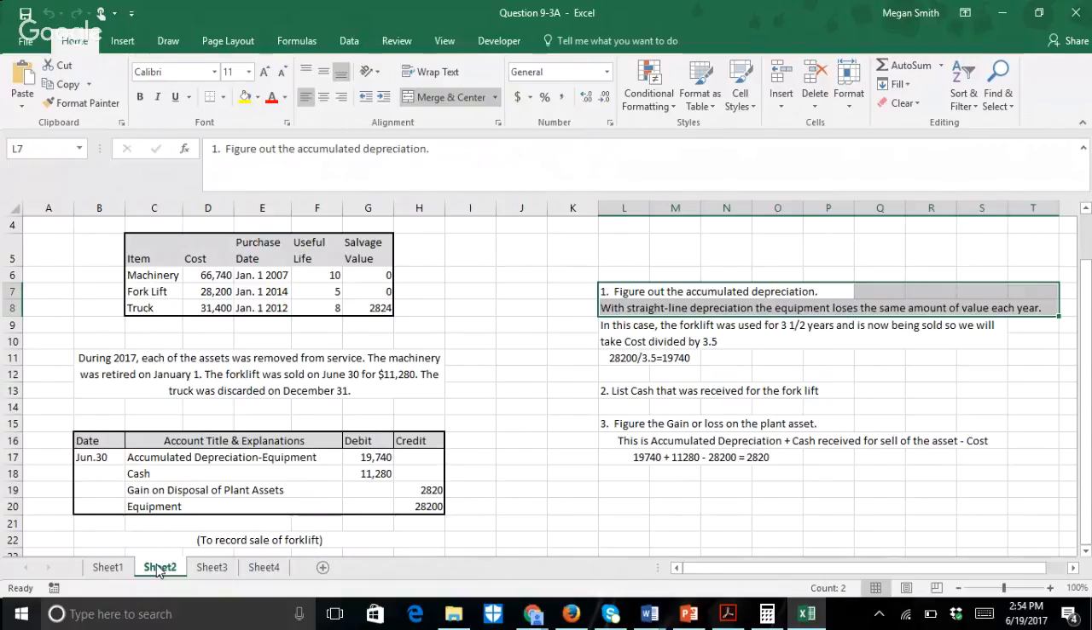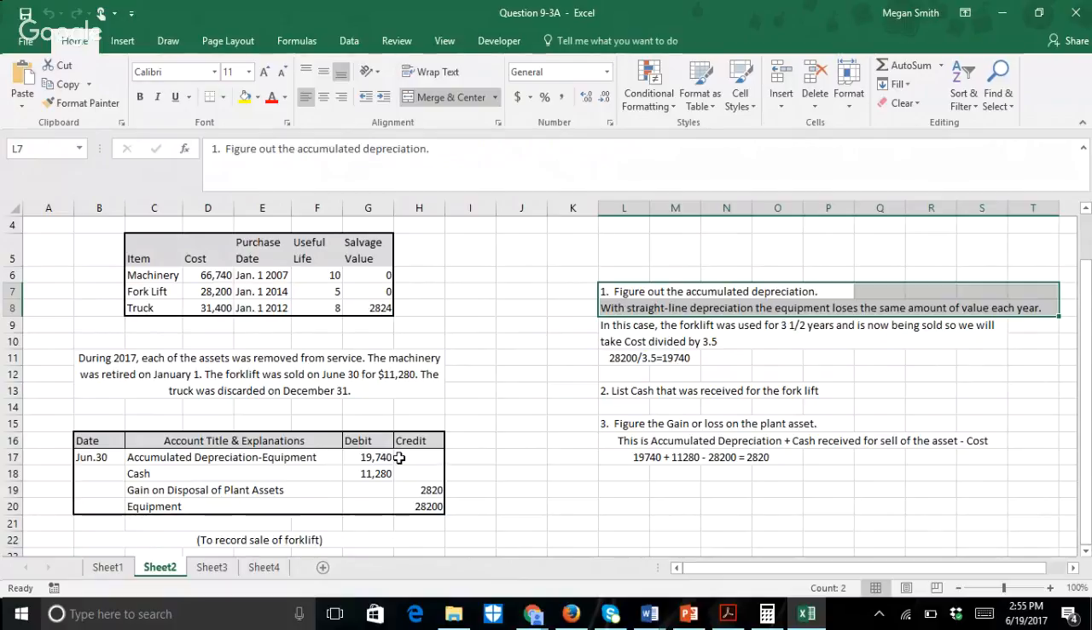Okay, so next we want to record the sale for the forklift. Remember that the sale occurred on June 30th. First thing we want to do is figure out the accumulated depreciation. On this problem, we're using the straight line depreciation method, so the equipment loses the same amount of value each year. In this case, the forklift was used for 3.5 years before it was sold on June 30th. And so we are going to take the original cost of the forklift and divide that by 3.5 years. And that gives us the accumulated depreciation for that piece of equipment.